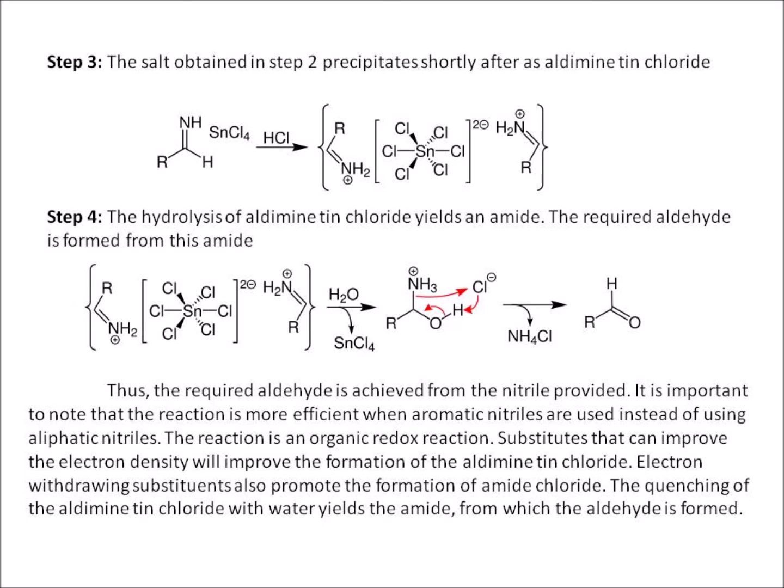It is important to note that the reaction is more efficient when aromatic nitriles are used instead of aliphatic nitriles. The reaction is an organic redox reaction. Substituents can improve the electron density, which will improve the formation of aldimine tin chloride. Electron withdrawing substituents also promote the formation of amide chloride. The quenching of the aldimine tin chloride with water yields the amide, from which the aldehyde is formed.